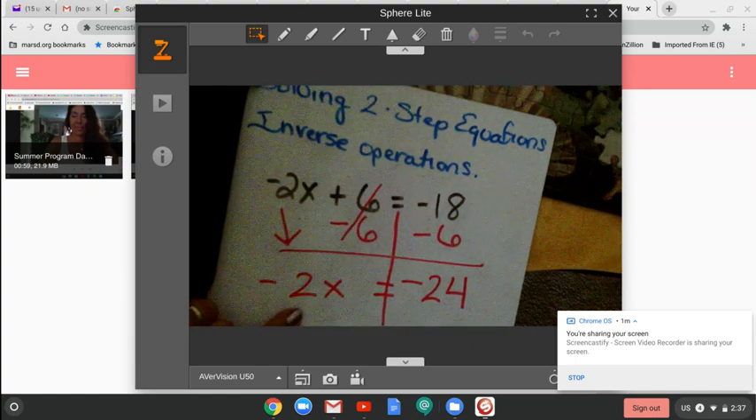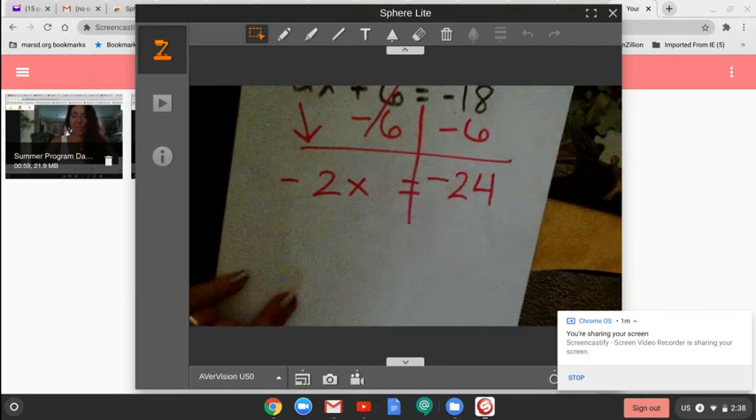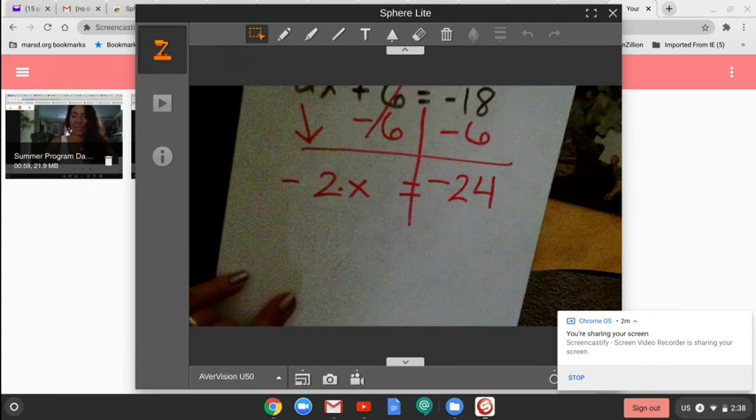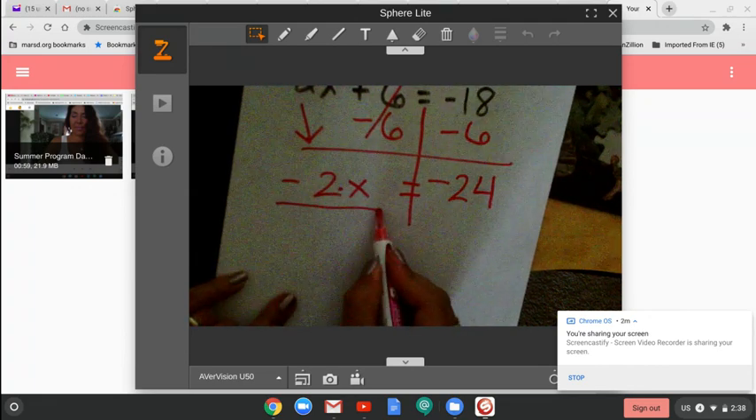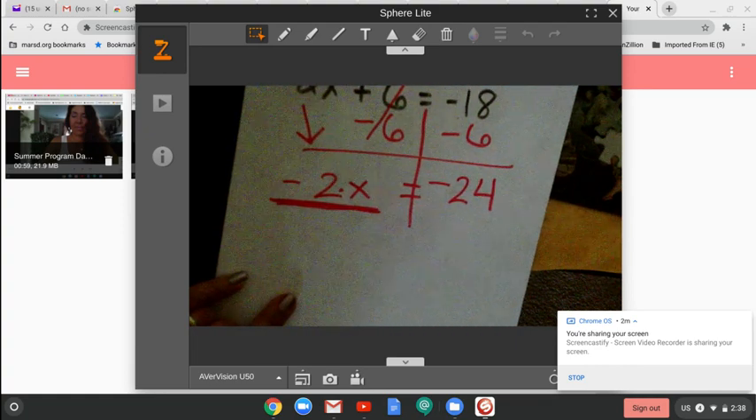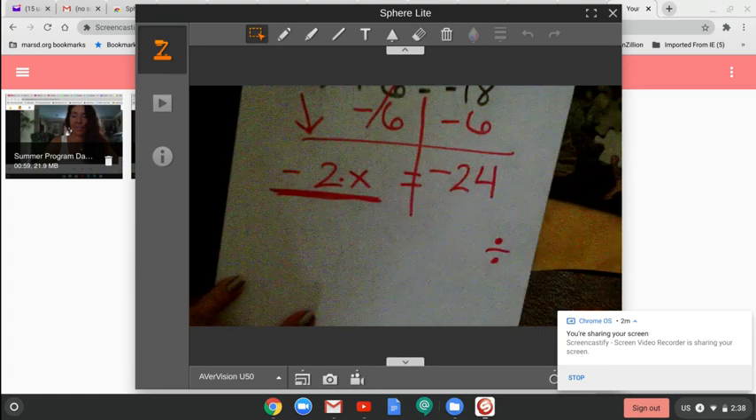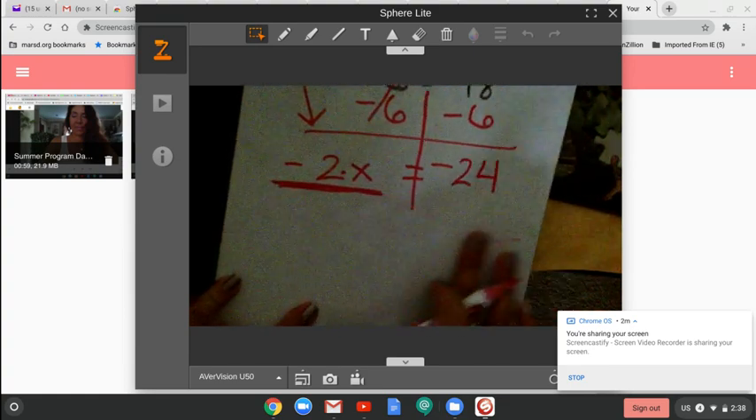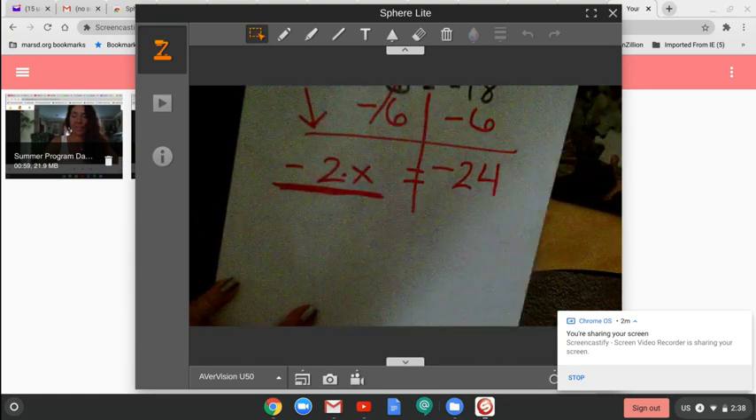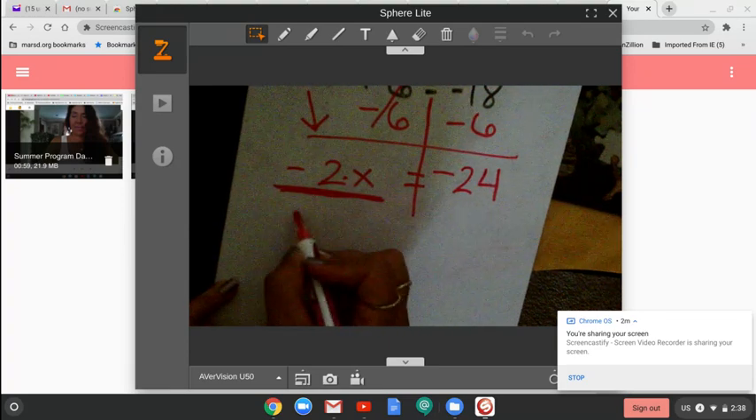Now, what does this mean? It means negative 2 times x. The inverse of multiplication is division. I'm going to divide, and I'm going to use this symbol as opposed to the old-time division symbol. We're just going to put a bar because it keeps everything nice and neat and you don't need to put those dots in. So we're just going to divide by, what's here? Negative 2.